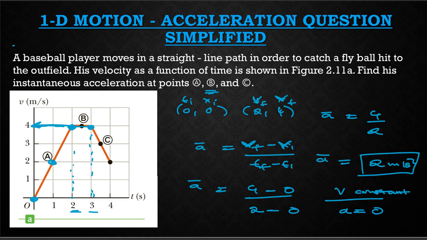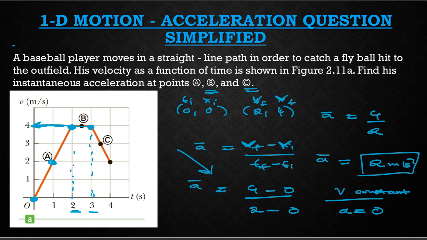Okay, we can now find the instantaneous acceleration at point C. As you can see, at point C, this is what I'm talking about: the graph is going downward. So we should expect a negative acceleration because this is deceleration. It's different from point A, where it was accelerating.